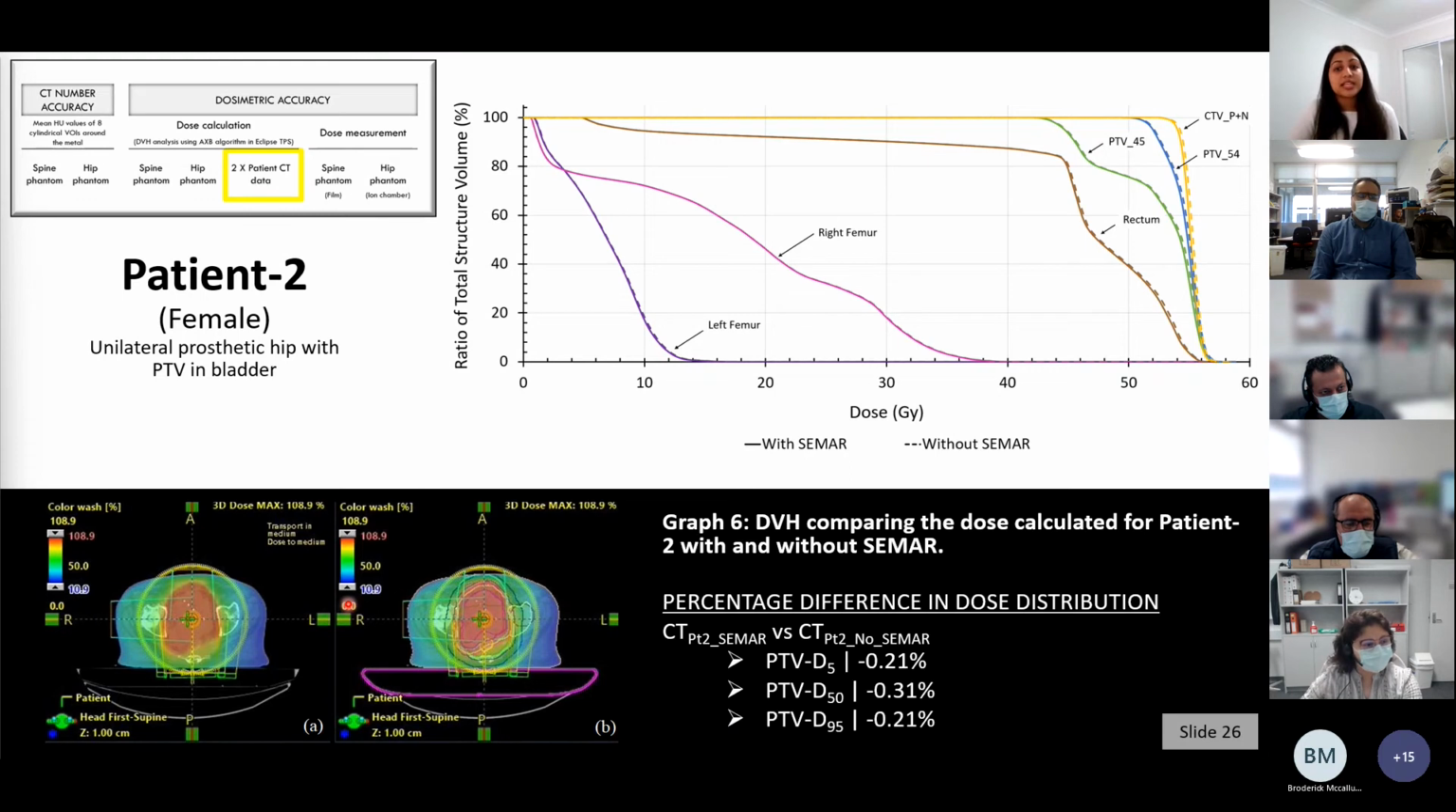And likewise, the DVH shown here is for a female patient with unilateral prosthetic hip with PTV in the bladder. And here, both the PTV dose to 5% and 95% of the volume showed a percentage difference in dose distribution of minus 0.21% between the two plans, and the PTV D50 was 0.31%. And except for this patient with the unilateral prosthetic hip, results from all the other DVH analyses just shown indicate an improvement in dose calculation when the SEMAR filter was applied to the CT datasets with metal artifacts.